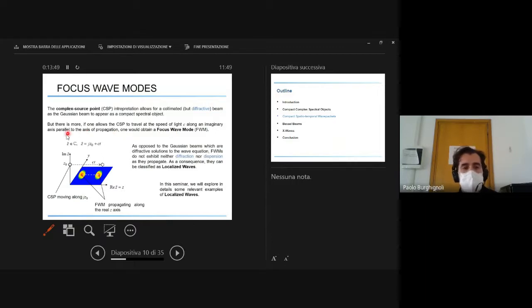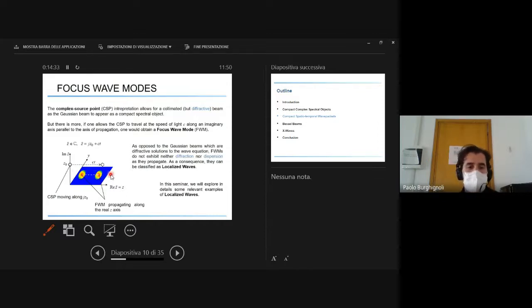Indeed, if we imagine a complex source point located along the imaginary z-axis, and this complex source point travels over a line parallel to the real z-axis at the speed c, that is the speed of light, this solution no longer generates only a Gaussian beam, but a mode that is focused, that is spatially confined over both the real y-axis and the real z-axis, and propagates without changing its shape.